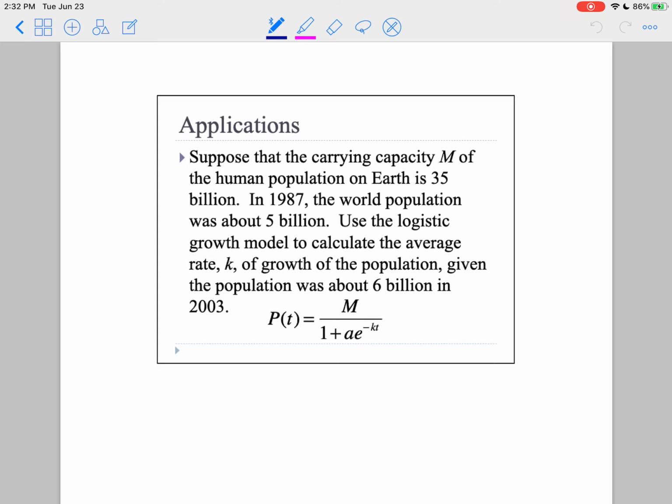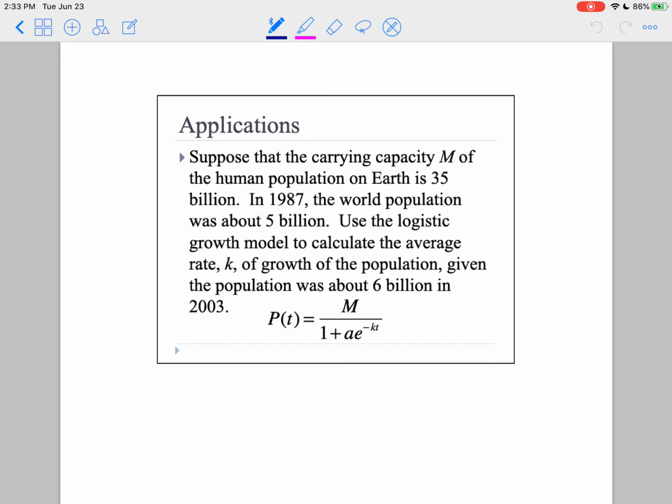So suppose that the carrying capacity M of the human population on Earth is 35 billion. In 1987, the world population was about 5 billion. We want to use this logistic growth model to calculate the average rate K of growth of the population, given the population was about 6 billion in 2003.